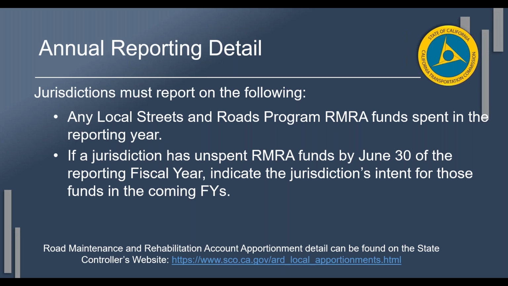So for that, it's any local streets and roads program RMRA funds spent in the reporting year, spent for activity that occurred within the reporting year. If a jurisdiction has unspent RMRA funds by June 30th of the reporting fiscal year, you need to indicate what is the jurisdiction's intent for those funds in an upcoming fiscal year. And again, this is where we're talking about your accounting for all of your projects that were proposed, previously reported on, and we're just tracking where the intent of that fund is intended to go.